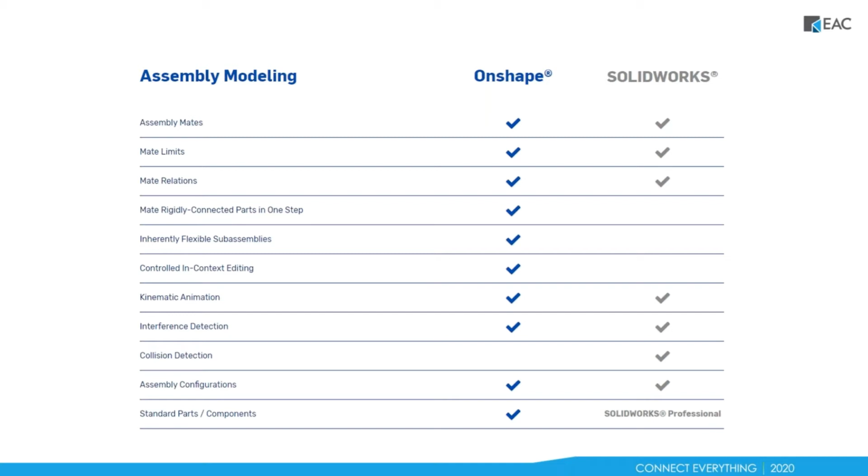Kinematic animation, certainly in both packages. Interference detection, yeah, you get that with solid models. Everybody does that. Collision detection, SolidWorks does have that. Onshape, you can check for interferences, but not while things are moving. Assembly configurations, sort of like part configurations and things like that. Certainly you can do that. And then a library of standard parts and components. Onshape has that out of the box, and you need the Professional version of SolidWorks to get at that.